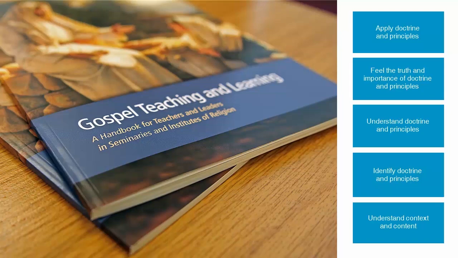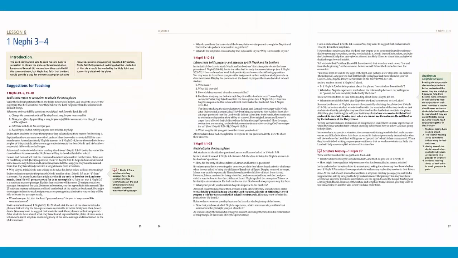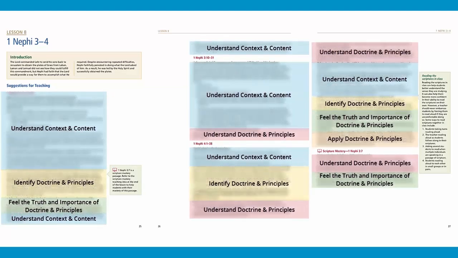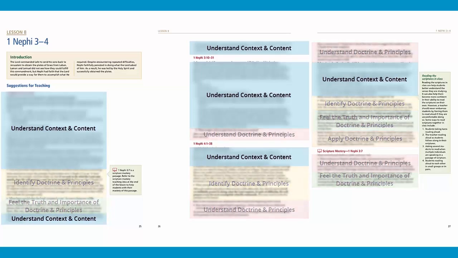a lesson of the Seminary Teacher Manual. This is the lesson plan for 1 Nephi, chapters 3 through 4. Notice that this lesson plan contains teaching and learning suggestions that cover all of the fundamentals. Let's look at each fundamental one by one.